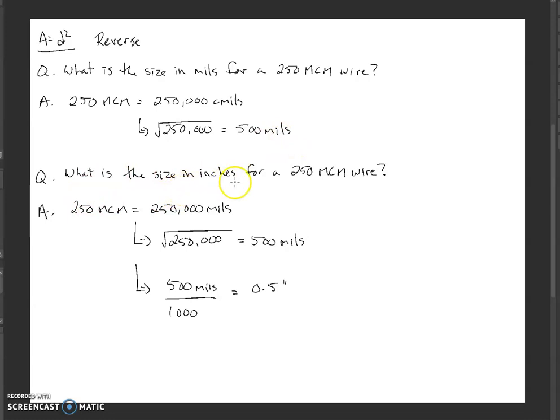What is the size in inches for a 250 MCM wire? We just end up with one extra step. Here I was asking for mils, but here I'm asking for inches, so we have to take that extra step. So 250 MCM, convert it to C mils, square root it, which gives us 500 mils, and divide that by 1,000, which gives us half an inch.